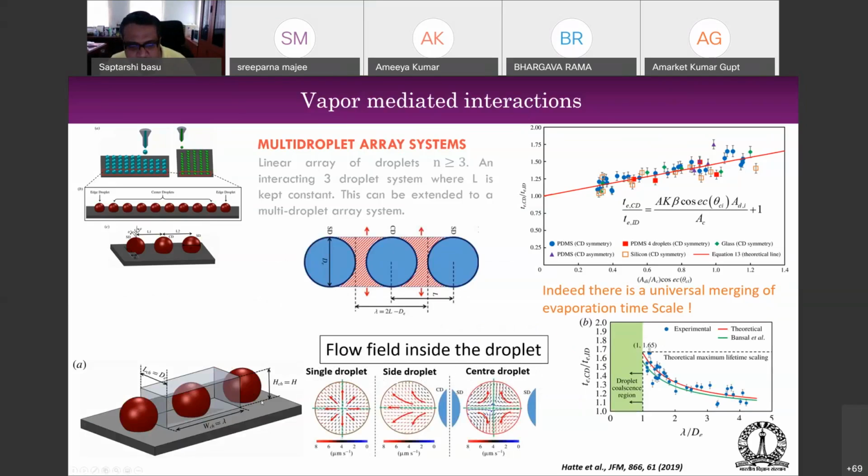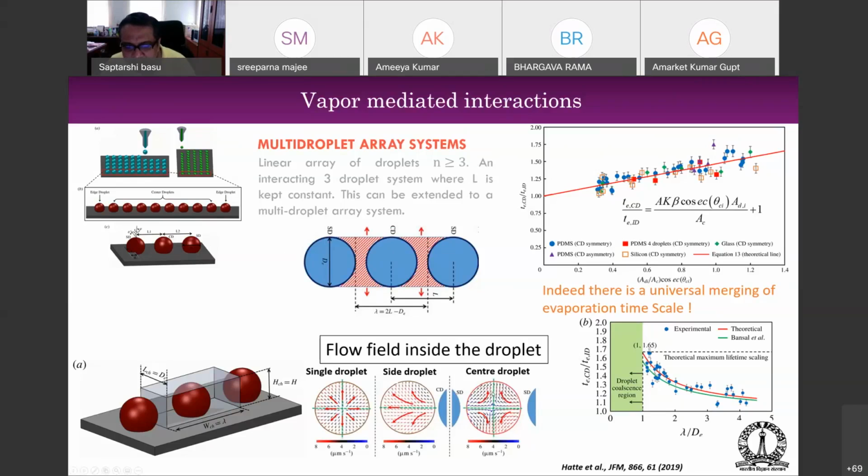and that actually has a very strong effect on the particle transport. So what happens is that if it's a single droplet, the flow is like this. Okay, this is micro PIV images. When you actually have a side droplet, what happens is that on this side, the evaporation is suppressed. So naturally, evaporation happens more on this side. So naturally, the flow is driven towards the side where the evaporation is the most.